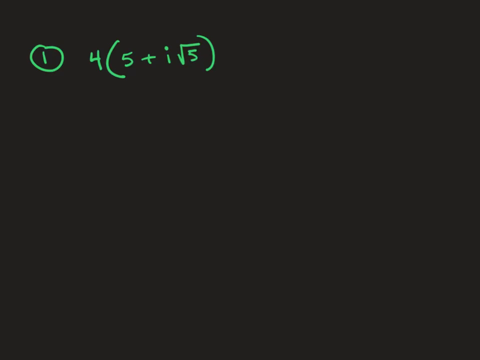Number 1, 4 times the quantity 5 plus i square root of 5. Basically what you'll want to do, anytime you've got a number outside of a parentheses butted up against the parentheses, you'll distribute it. 4 times 5, pretty straightforward, 20. And then 4 times i square root of 5. Since the 4 is not a radical, it's not a square root, we'll just tack it on to the outside. So we'll make this 4i square root of 5.